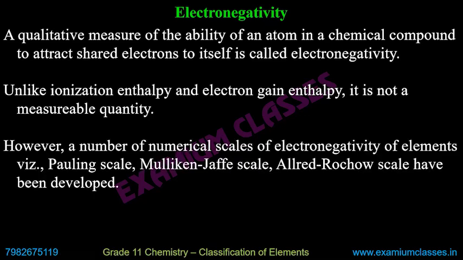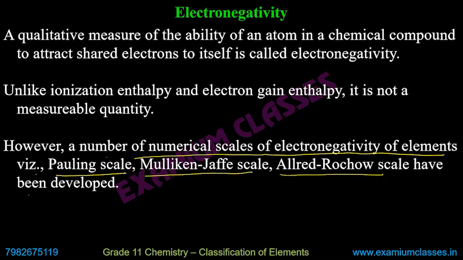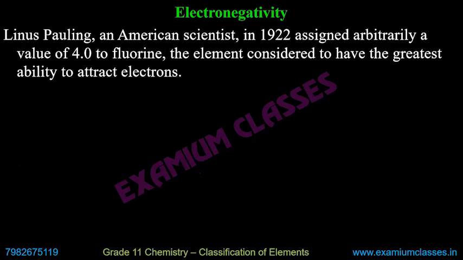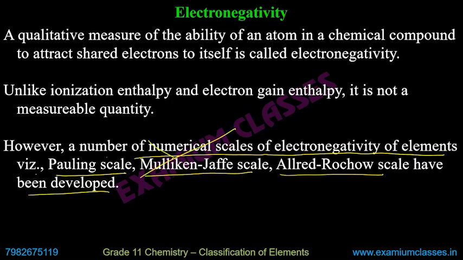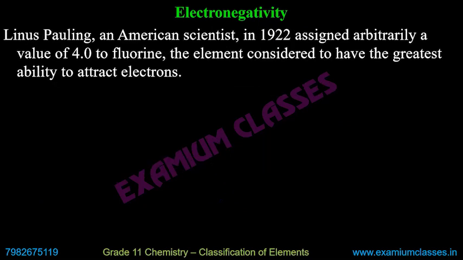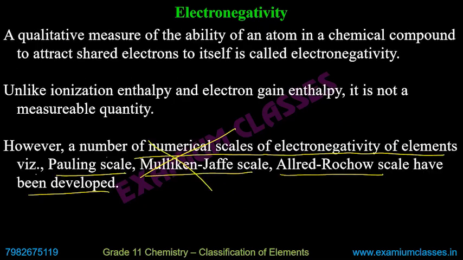However, a number of numerical scales of electronegativity of elements, including the Pauling scale, Mulliken-Jaffe scale, and Allred-Rochow scale, have been developed. Sir, do we have to note this? No, no, no. This is just for reference. This part you can totally skip. This one you should know, what Pauling did, the first one. Okay?